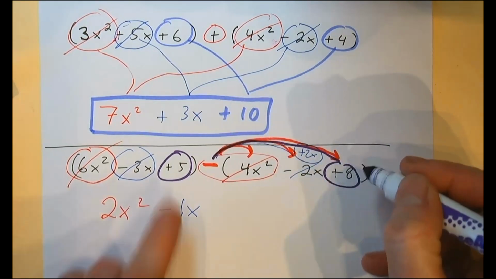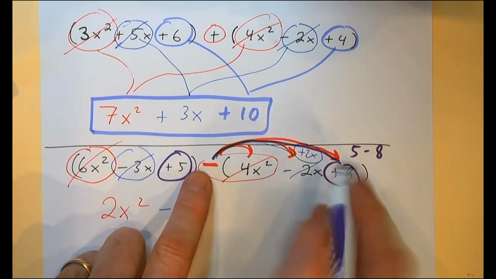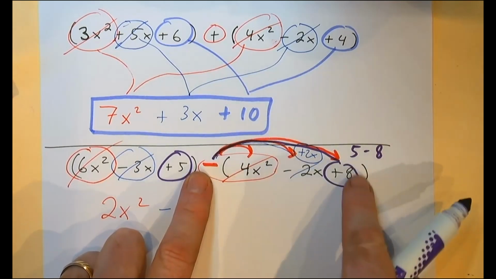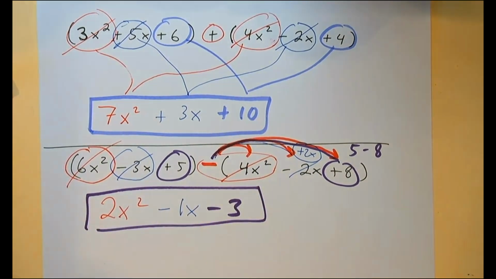And the last piece, we got 5. Take away 8. So we have 5 minus 8. Don't forget the negative. Distribute the evil negative. 5 take away 8, negative 3. And that is your answer, subtraction. A little trickier.